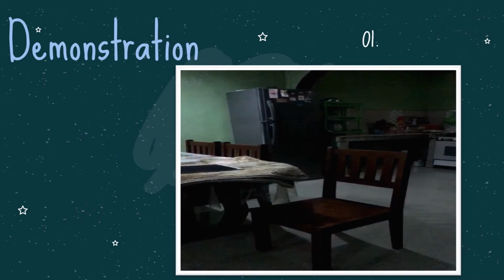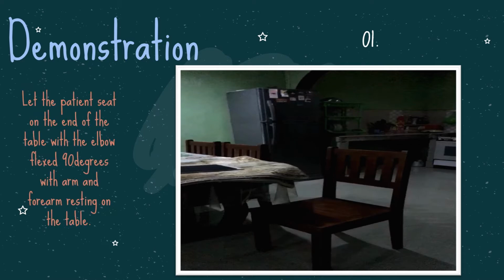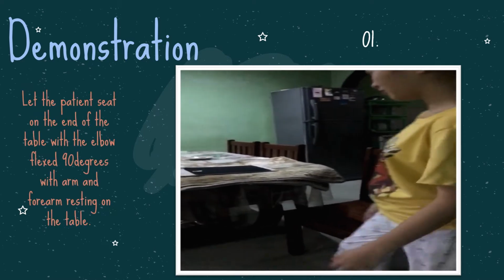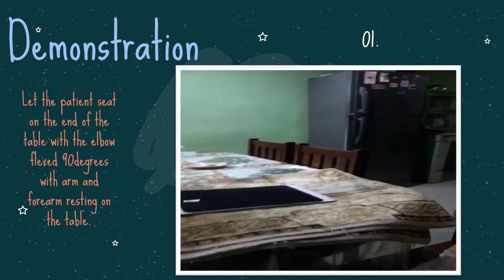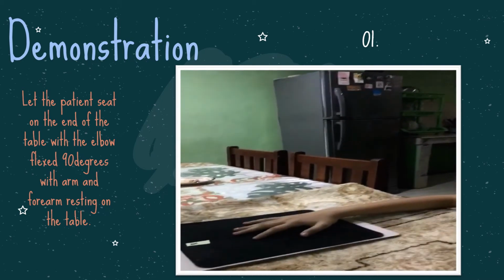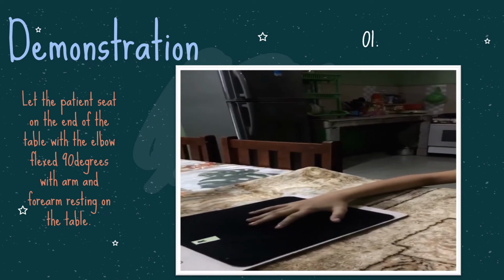Before demonstrating the different projections on the second to the fifth digit, I'm going to show you how the patient should position himself or herself during the examination or before the examination. Let the patient sit at the end of the table with elbow flexed 90 degrees, with arm and forearm resting on the table.